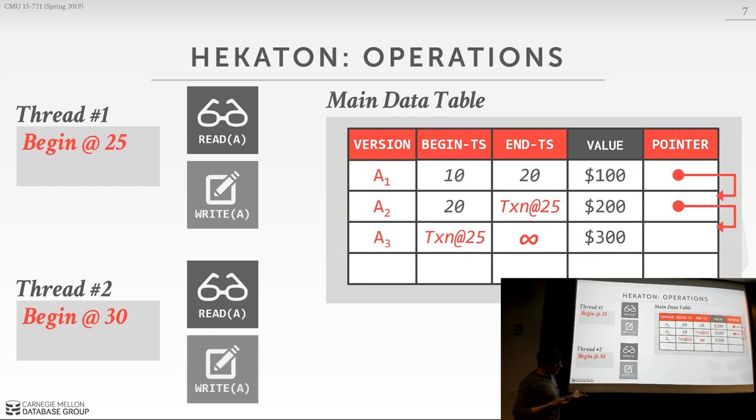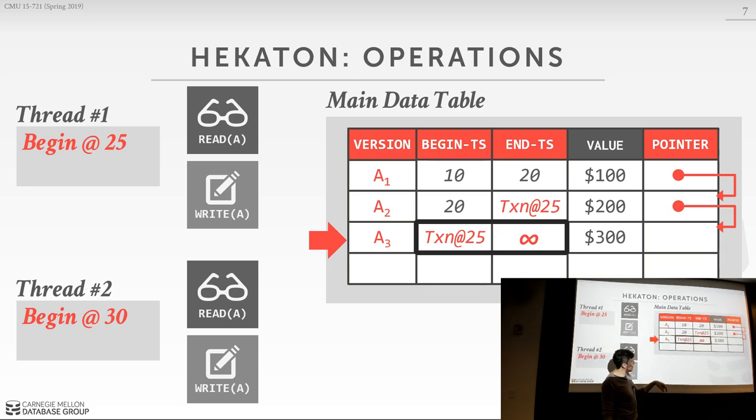All right, so now I want to do a write on it. So head here, A1, 30 is not between 10 and 20. Then I land here, 30 is not between 20 and 25. But then I land here, and now I'm trying to write a new version after a version from an uncommitted transaction. So this essentially would be a write-write conflict when we want to do validation.